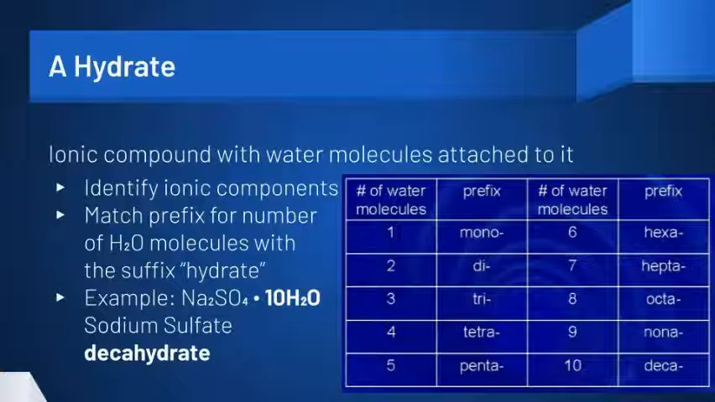For this example, we have Na2SO4. Now we know Na is sodium, and we know SO4 is going to be sulfate because of the charges there. So that would be sodium sulfate. Then we have the second component, which is separated by a dot, and there is 10 H2O molecules. So we know 10 by our chart over here to the right is deca. So this would be sodium sulfate decahydrate.